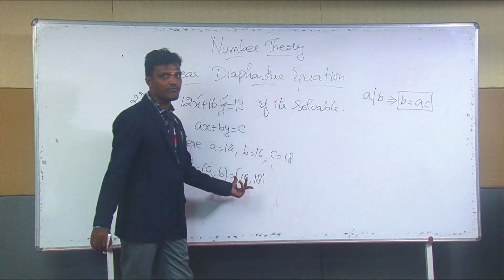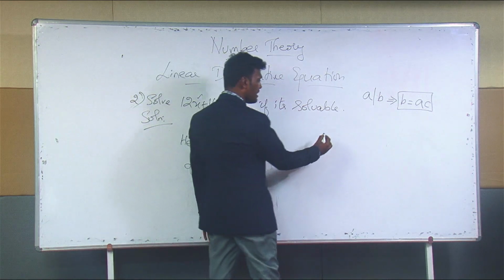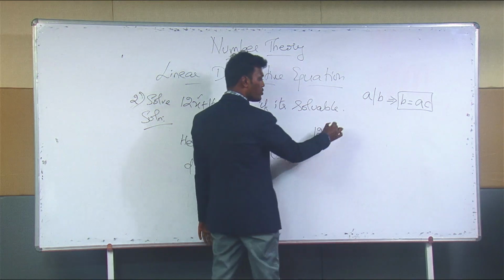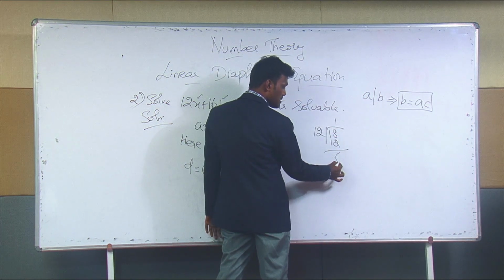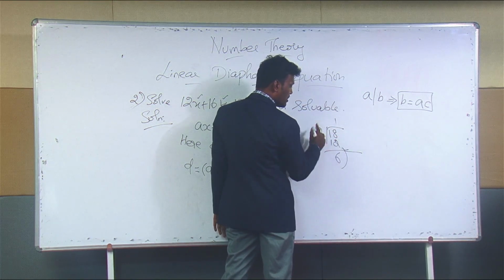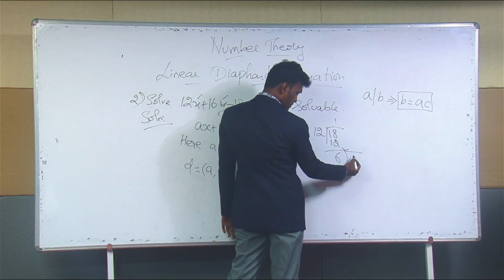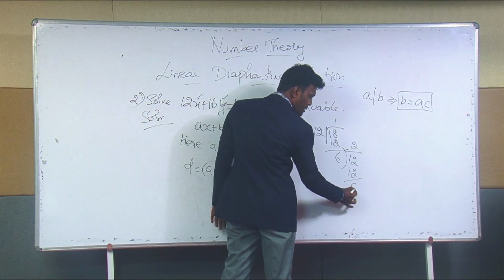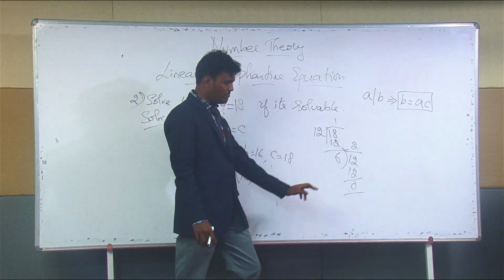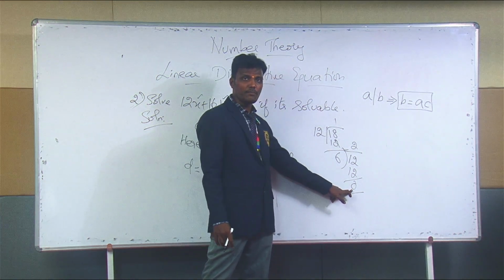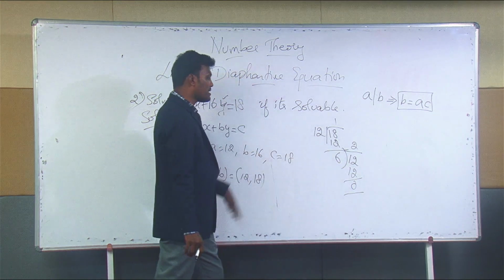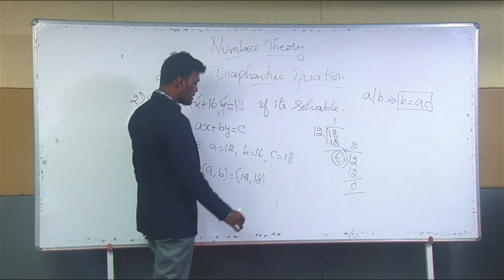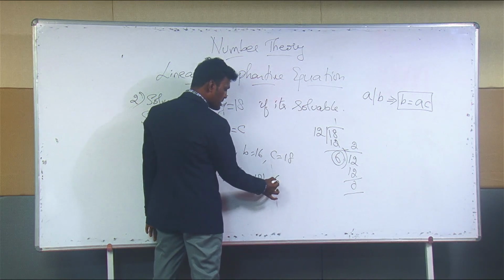How to find the GCD of these numbers: you put the highest value inside, the lowest value outside. Just divide: 12 into 18 is 1, remainder is 6, and the divisor 12 goes to the dividend. So 2 sixes are 12, remainder is 0. The last non-zero remainder is the GCD. So the GCD of 12 comma 18 is 6.